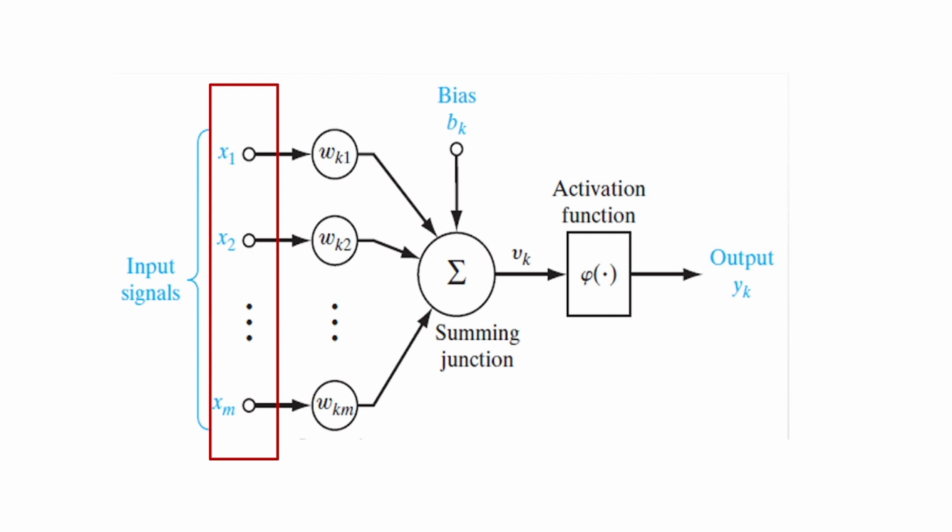First, we have the input signals, labeled as x1, x2, x3, dots, xm. These are the starting points, like pieces of information coming into the neuron. For example, if we're trying to predict the weather, these could represent temperature, humidity, and wind speed.